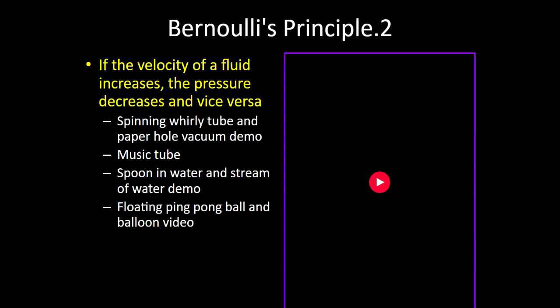I have another one too. I'm surprised I didn't write this one down. So here, the one that's on here, floating ping pong ball.